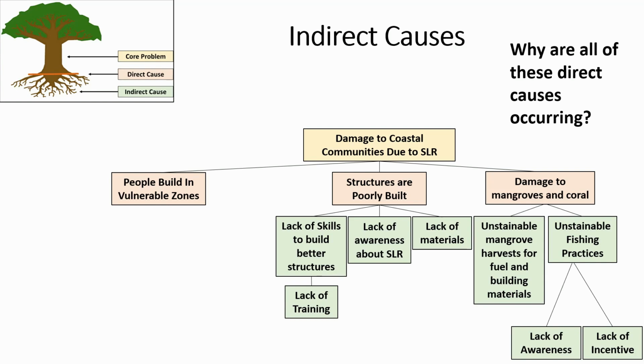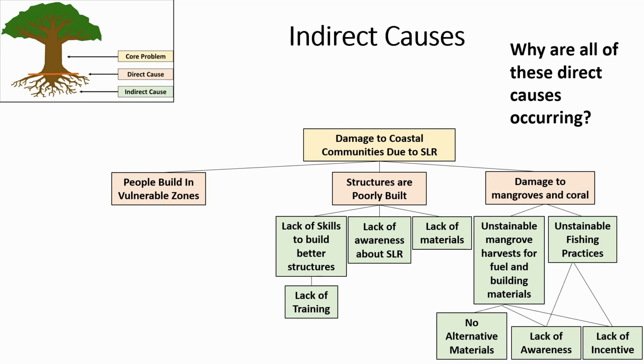So what does this mean? What can we do here? Well, there are potential entry points here. Lack of awareness, well, maybe we can introduce some activities that will raise awareness. Lack of incentives, maybe we can create some incentives for more sustainable fishing practices. Then when we get to unsustainable mangrove harvest, again, the lack of awareness and lack of incentives for better resource management may contribute also to unsustainable mangrove harvests.